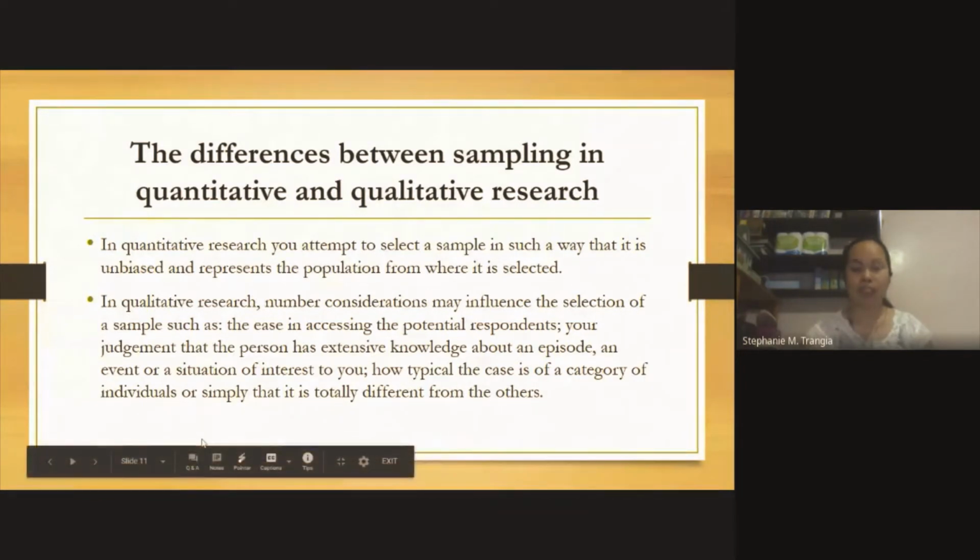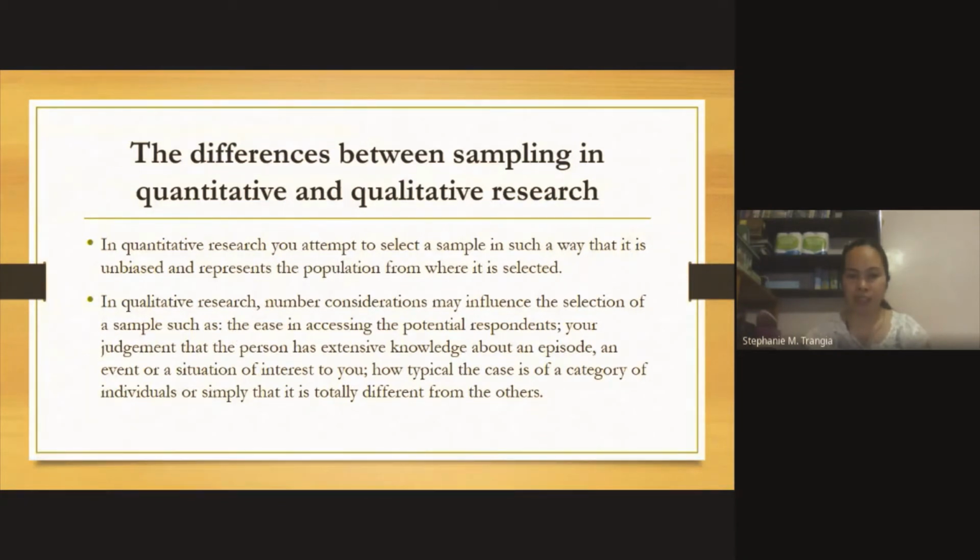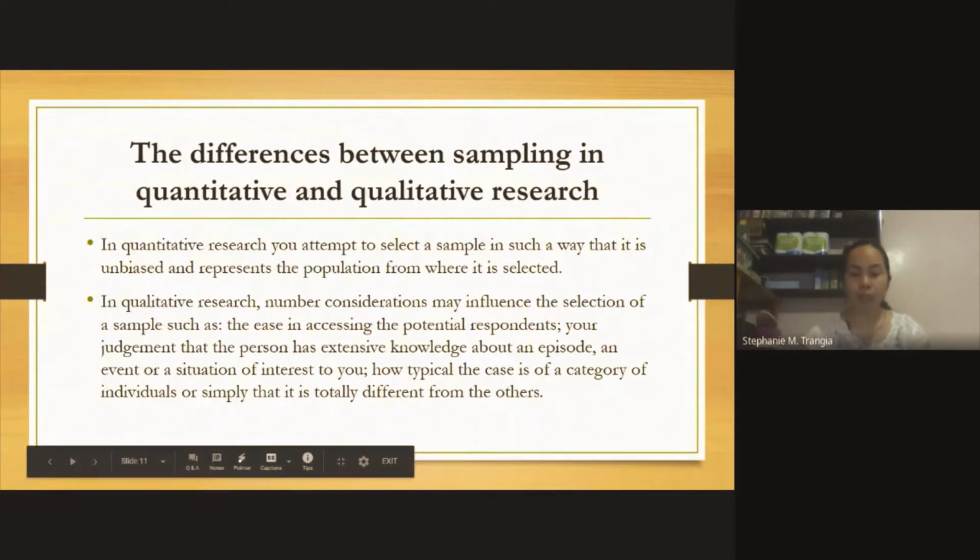Whereas in qualitative research, there are actually a number of considerations that will influence the selection of a sample, such as the ease in accessing the potential respondents. That's one. Your judgment that the person has extensive knowledge about an episode, an event, or a situation of interest to you. How typical the case is of a category of individuals, or simply that it is totally different from the others.